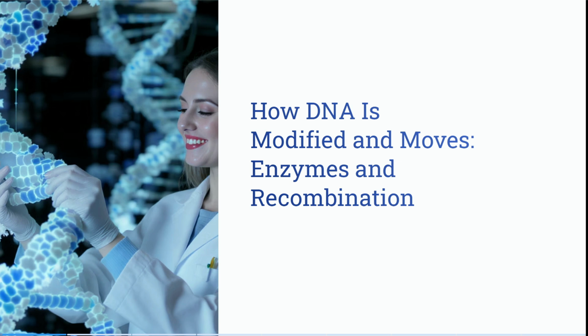Now, if you've been following along, you'll remember that in our first video, we talked about the structure of DNA, how it's a double helix made of nucleotides, each with a sugar, a phosphate, and a nitrogenous base. And in the second video, we went over DNA replication, how that double helix unwinds and is copied, with the help of DNA polymerase, primers, Okazaki fragments, and more. So now that we know what DNA looks like and how it's copied, it's time to understand what happens next.